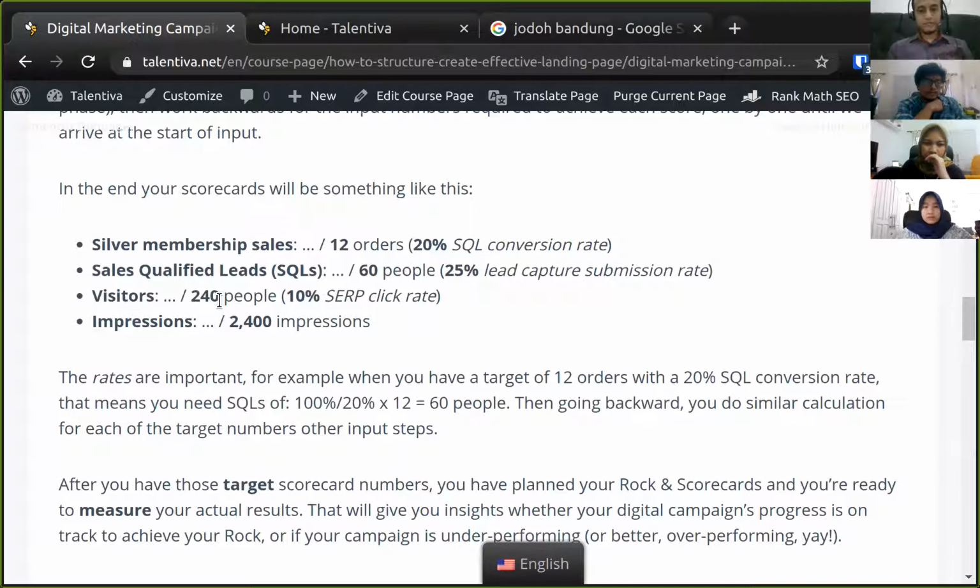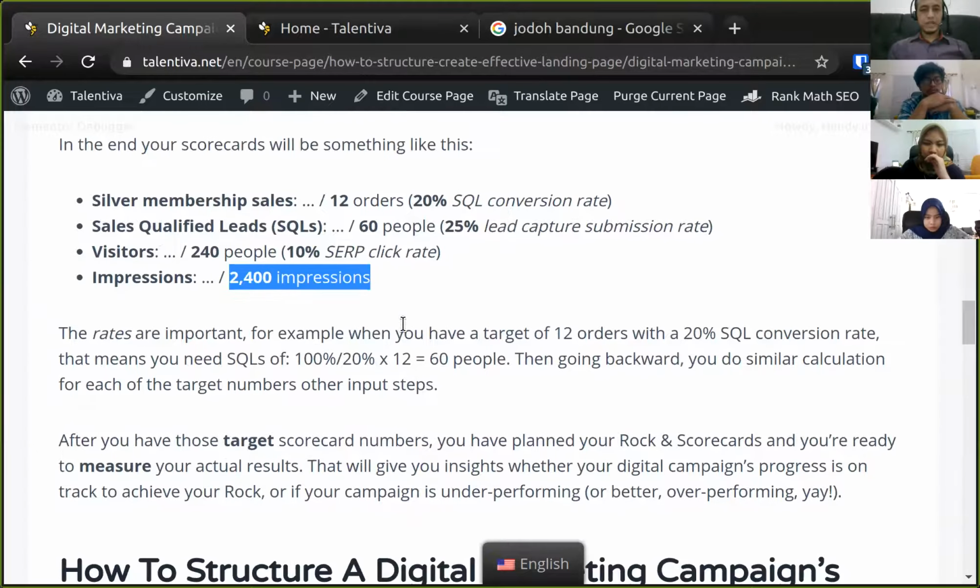We need to have 240 visitors. We need to have 2,400 impressions. All right. Now, if we have these numbers, or these targets that we call scorecards, it makes it easy to track the progress.